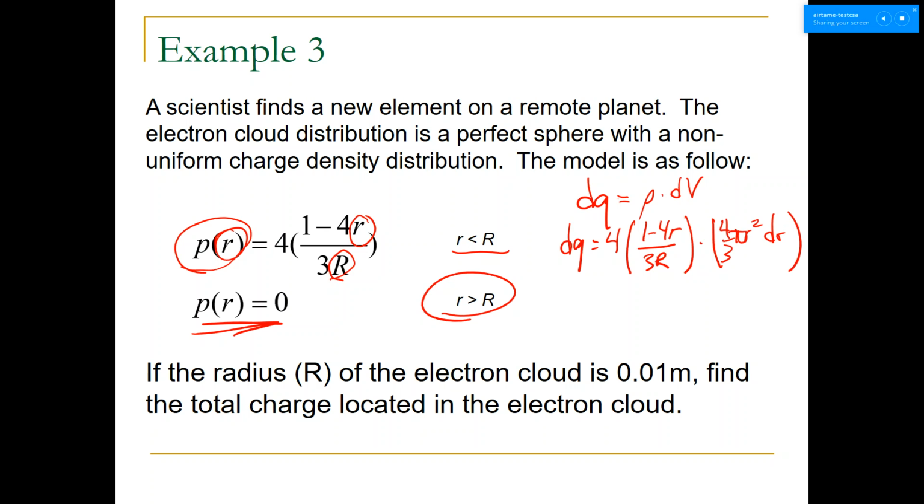And if we want to add them all up, well, we integrate that, right? If we want everything, we integrate it. So then Q is going to be equal to the integral from the radius of 0 to the radius capital R of 4 times 1 minus 4r over 3R times 4 pi r squared over 3 times dr.